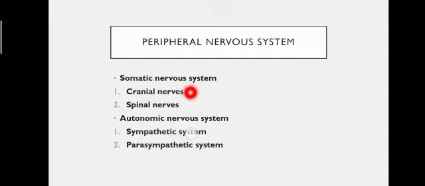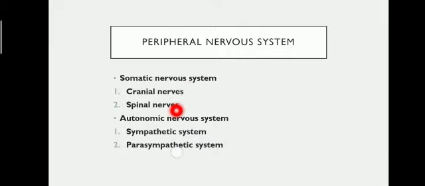Cranial nerves, from the word we can make out, are the nerves which arise from the cranial part, that is the brain, or the organs which are present in the cranial part of our body, and that move directly to the brain. So we can say the sensory organs are directly connected to the brain.